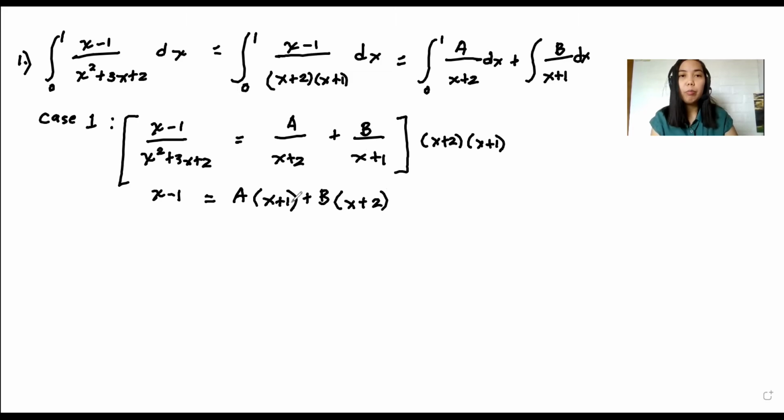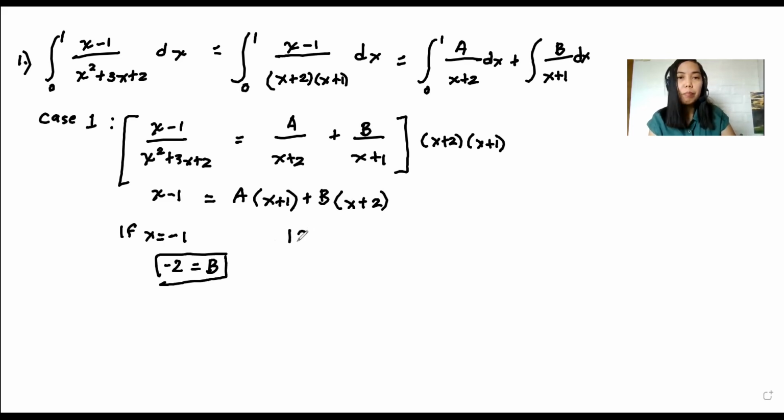Then we need to get the values of a and b. If we equate x plus 1 to 0, the value of x will be negative 1. If x is negative 1, we solve here: negative 1 minus 1 is negative 2, equals, this will be 0, right? Negative 1 plus 1 is 0. Here, negative 1 plus 2 is 1, times b. So b is equal to negative 2.